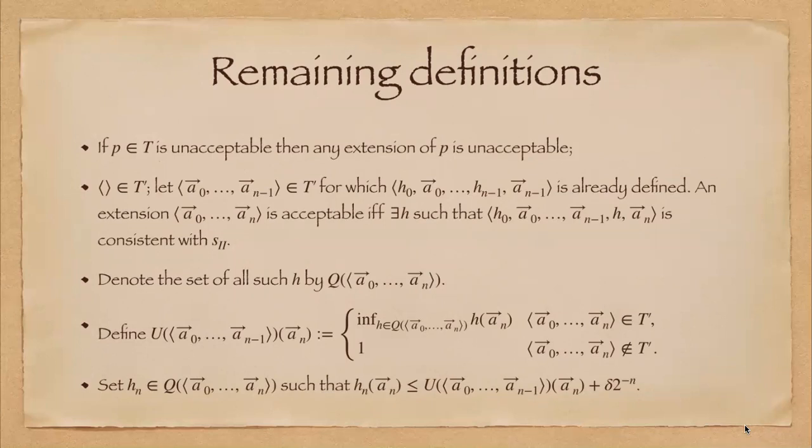So I didn't do it. So I have to define all these objects, these acceptable positions, and the function U, and the imaginary moves of player 1, the H's, all this. So this is how it is done. If P is unacceptable, then any extension of P is also unacceptable. That's the first rule in the definition. The second rule is that the empty position is acceptable. Otherwise, it wouldn't be interesting. So the first position is acceptable.